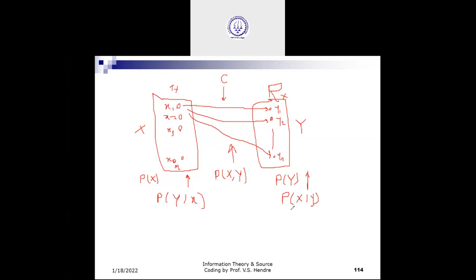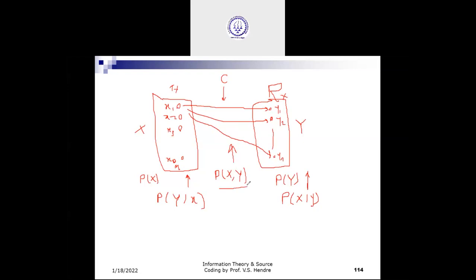Similarly, P of x given y is when y is known to me. So what is the probability that x1 is transmitted if y1 is received, or x2 is transmitted if y1 is received? These are conditional probabilities. And the probability which is jointly associated with respect to transmitter and receiver is nothing but P of x comma y, which you can measure along with the channel.